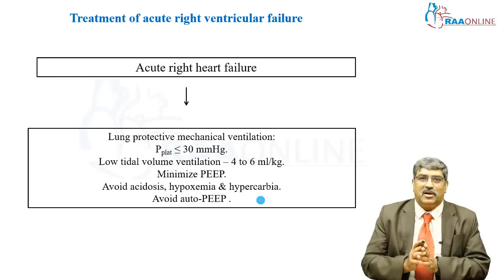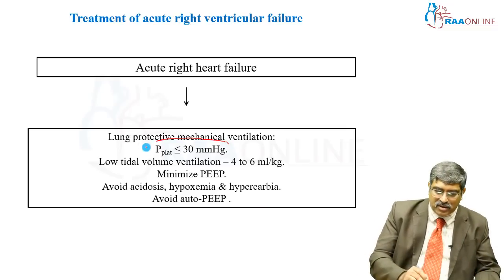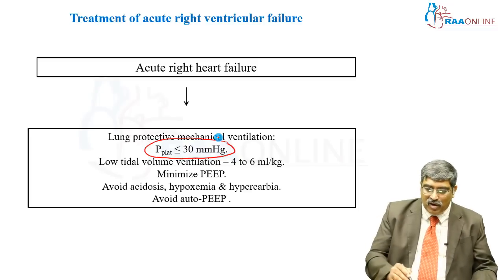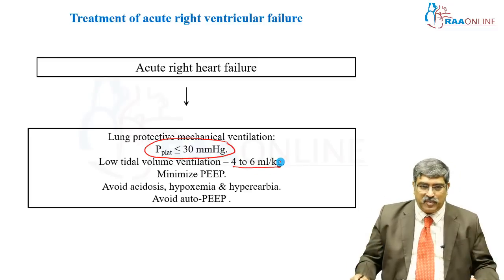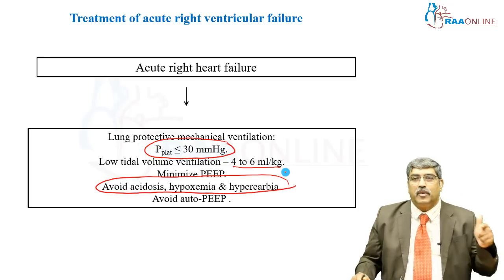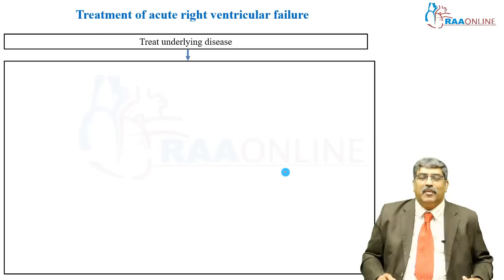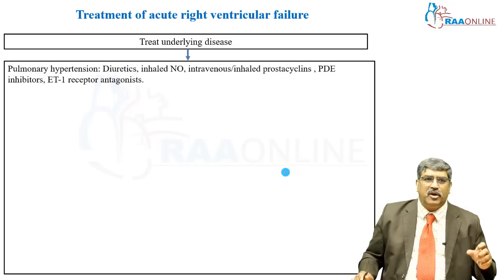And the most important part, go for protective lung ventilation. Try to restrict your plateau pressure to less than 30 millimeters of mercury. Low tidal volume ventilation. Minimize the PEEP as much as possible. Avoid factors which increase the PVR: acidosis, hypoxemia and hypercarbia. Avoid auto PEEP. And coming to the underlying disease which causes RV dysfunction, you have to treat it.